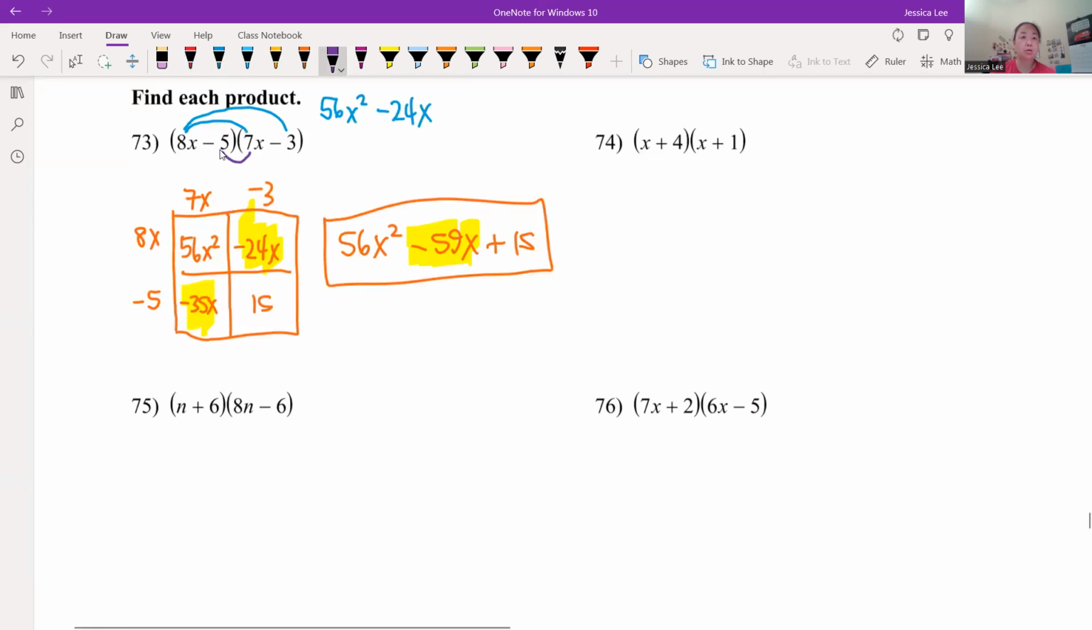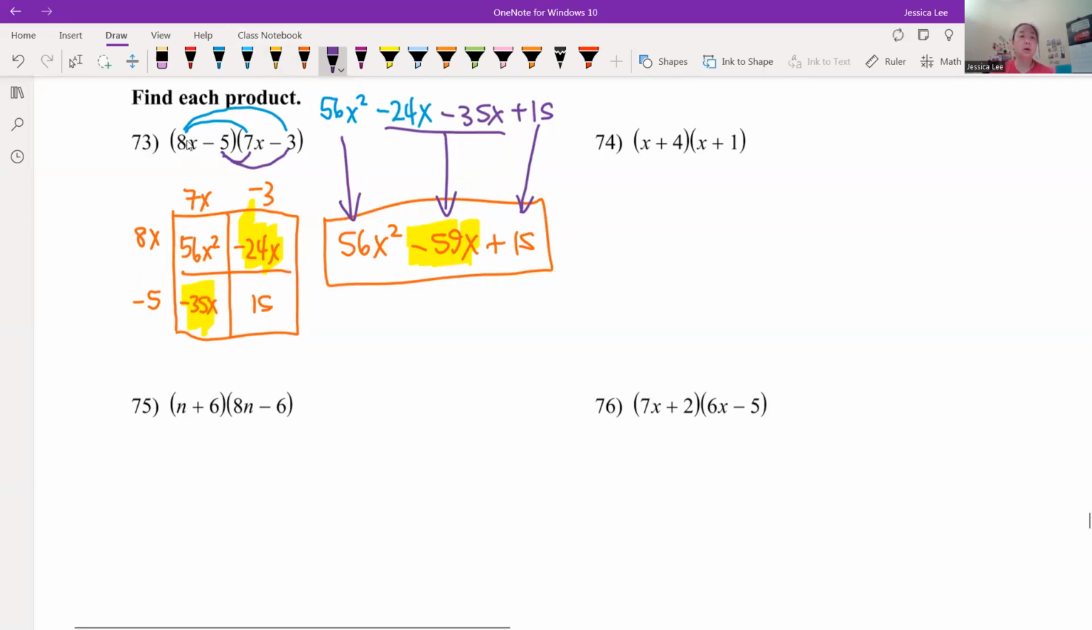We're going to distribute that. The negative 5 times 7x is going to be minus 35x. Negative 5 times negative 3 is going to be plus 15. See, again, we have like terms right here. So 56x squared, same. These two added up together, that's going to be negative 59 and 15. Same. So this is just more visual.